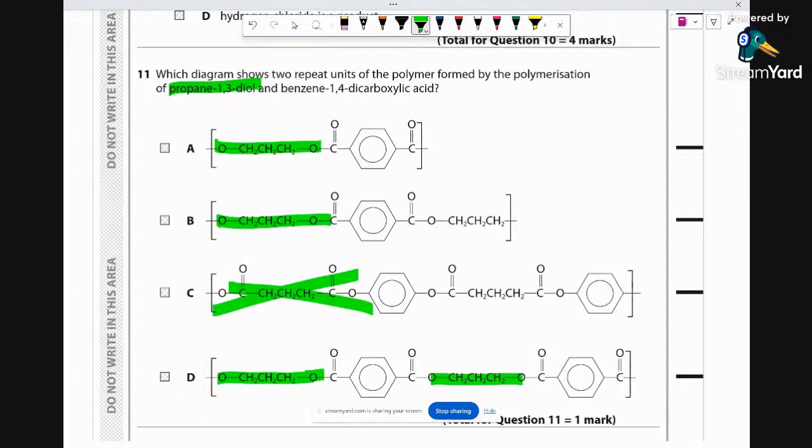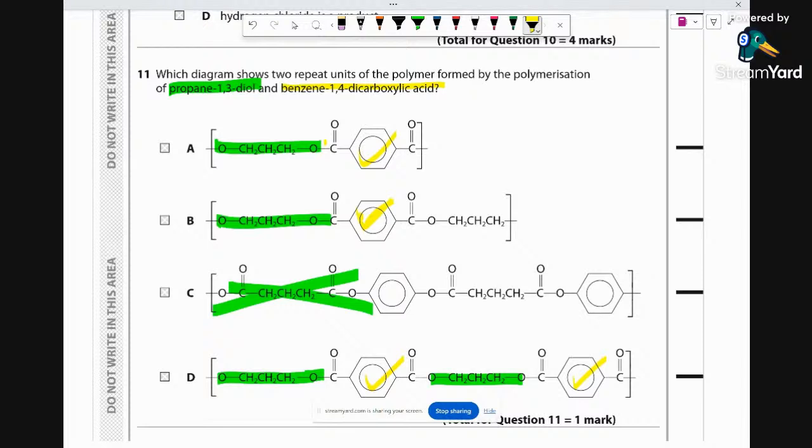The next one is dicarboxylic acid. So let's do this one. You can see the benzene 1,4-dicarboxylate. This is correct. Ding, ding, ding. This is correct. Ding, ding, ding. I'll do them as ticks. Yes, yes. This one I've already eliminated, and yes, that is correct.